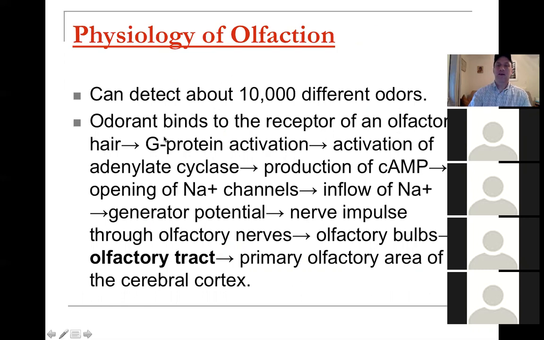Who remembers what type of receptor a G protein activated system would be? Substance P, okay, that is a neurotransmitter that would actually bind to it. That's correct. Is this a metabotropic or, what other type of receptor could this be?